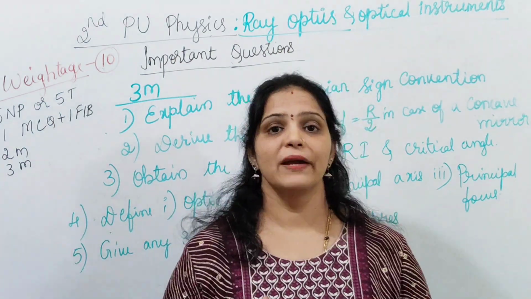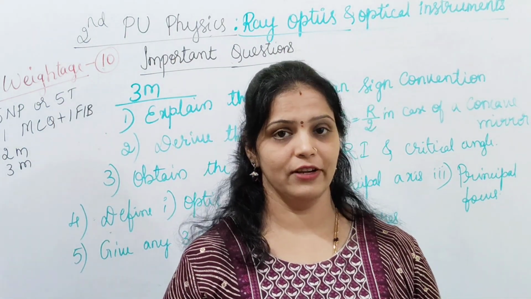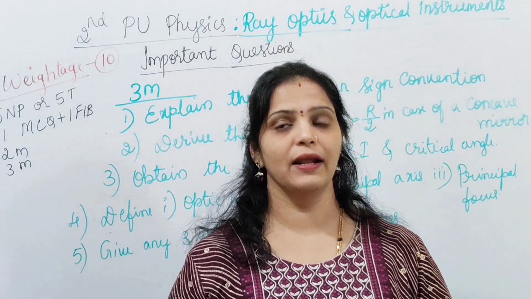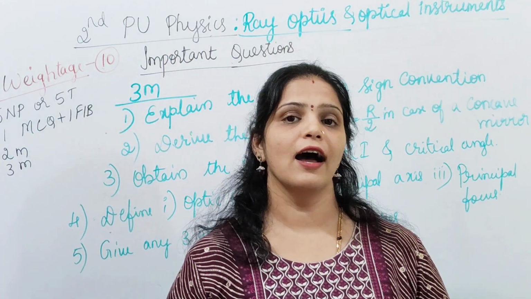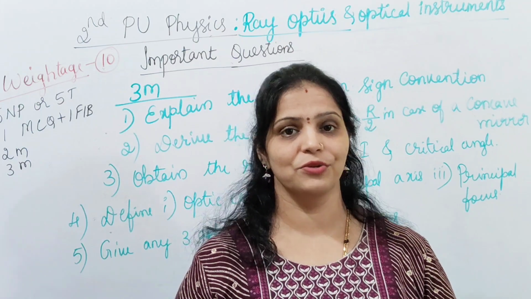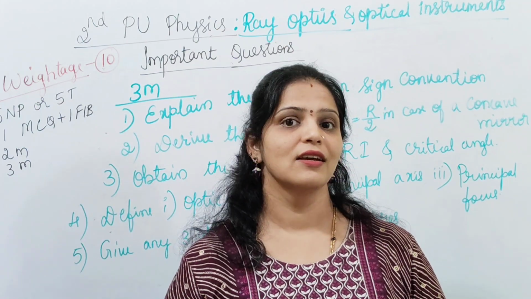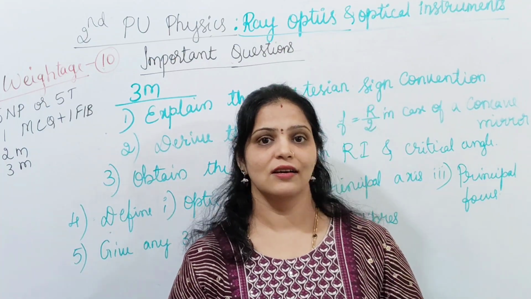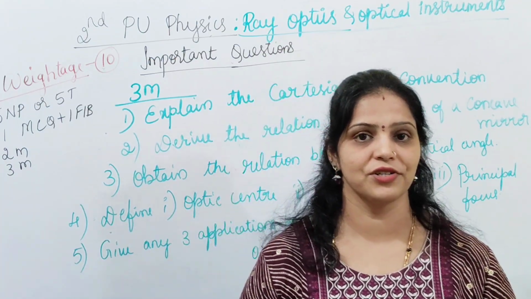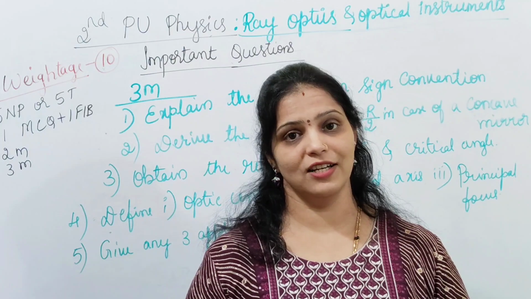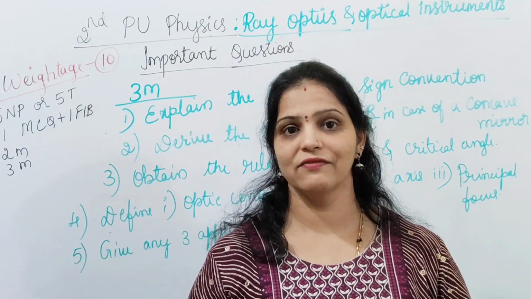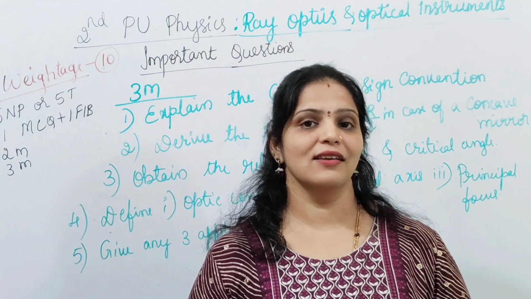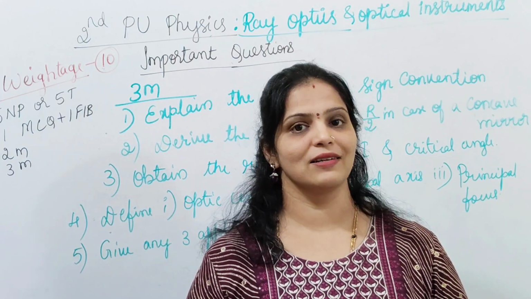Just go through that. Mention the application of total internal reflection as I mentioned already. It is applied in optical fibers, and sparkling of diamond is due to total internal reflection. And already I mentioned total reflecting prisms are based on total internal reflection. And magnification, linear magnification, write the expression for magnification. What is magnification? All these are important questions asked for 2 marks.